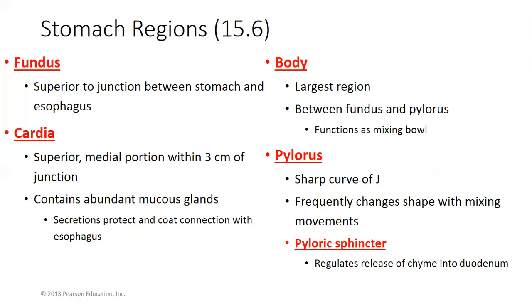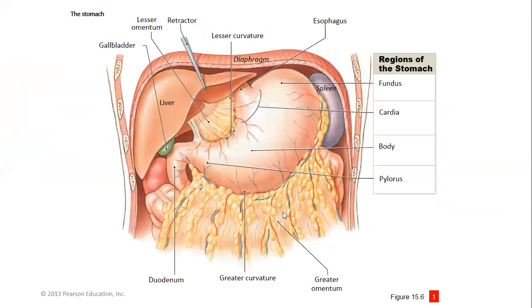So take a look here at the lesser curvature of the stomach, the greater curvature of the stomach, which is lateral and inferior. And right here is the esophagus, the junction where the lower esophageal sphincter would be, at the junction of the esophagus and the beginning of the stomach, which is called the cardia here. And then the upper curve is the fundus.